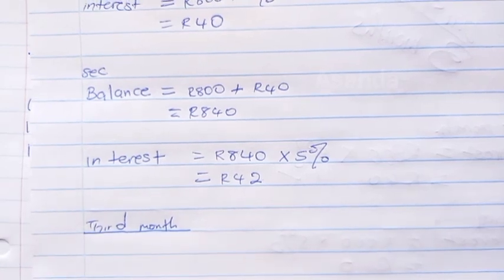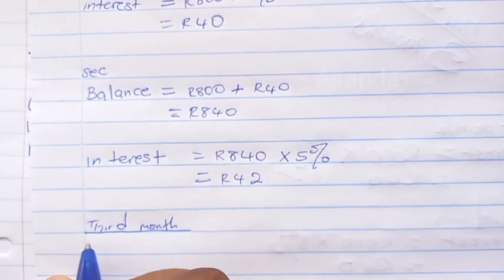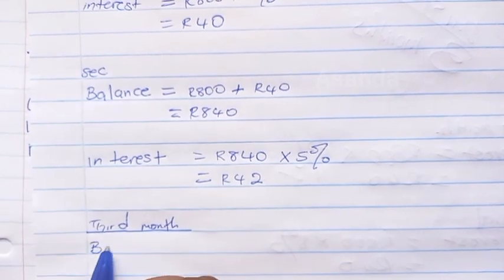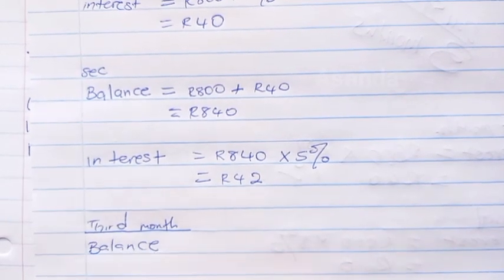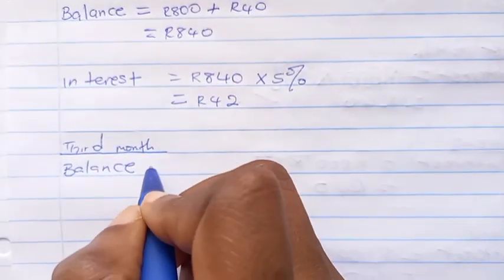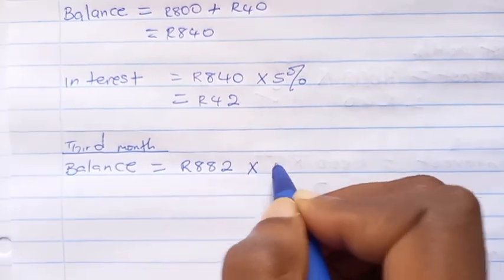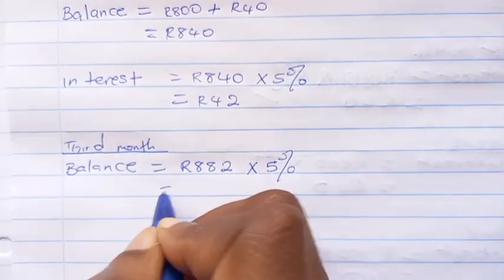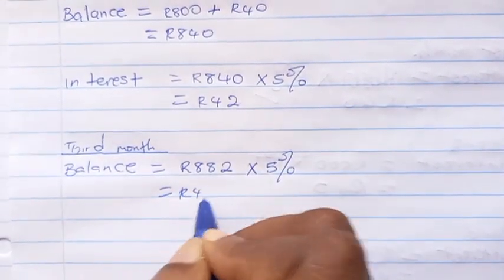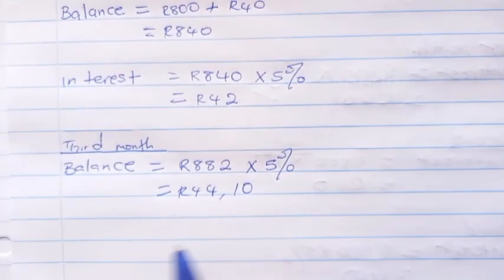Okay, so now we need to know how much we have. It's very important with compound interest that every single time you calculate interest, you do this. Otherwise, you're going to calculate the simple interest. So this time the balance is 882 Rand multiplied by 5%, and then we get 44 Rands and 10 cents, right?